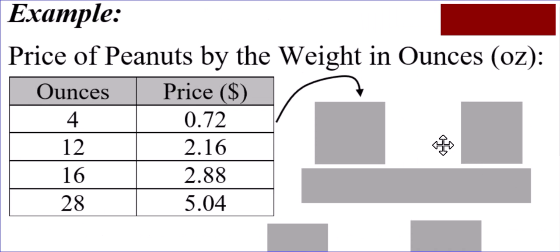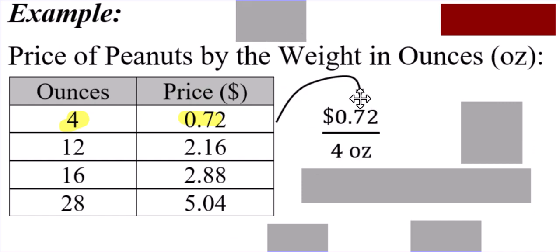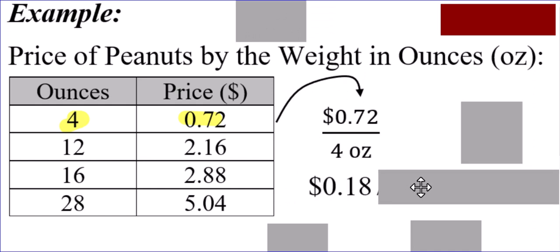All right, let's look at another chart example. Now this one's a little bit different. Instead of being a horizontal chart going left to right, this is a vertical chart where we have a column for ounces for the one quantity and another column for the price for each of those ounces. So we have the price of peanuts by the weight in ounces. Is this a proportional relationship? What we're going to do is take the price for 4 ounces and set that up as a fraction. So 72 cents, again, when money's involved, money goes in the numerator, divided by 4 ounces. We'll use our calculator and we will get 18 cents per ounce.